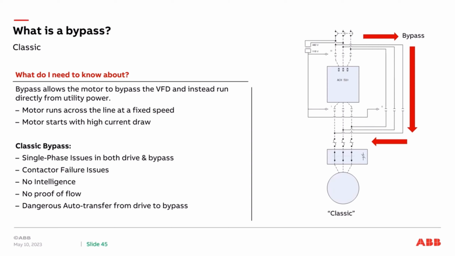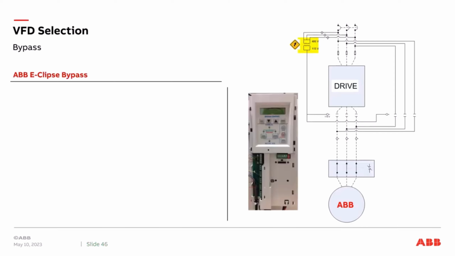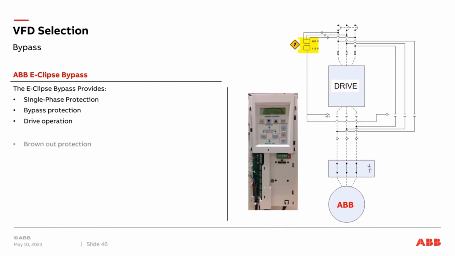For ABB, we sell the option of an Eclipse bypass. An Eclipse bypass provides intelligence. It has single phase protection. It has bypass protection to prevent the drive from transferring to bypass when it shouldn't. It deals with the drive's operations. It has brownout protection. It allows the drive to continue running through a brownout, keeps the contactors closed, and does a lot of things for you. There's no contactor chatter during a brownout. It has intelligence, so it has pass-through I/O.